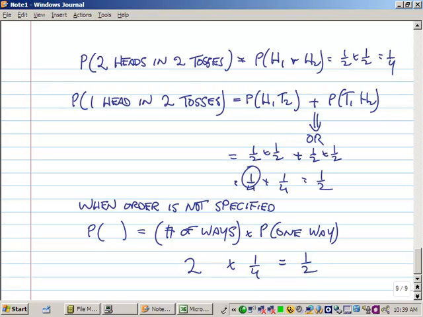It'll take a while for you to understand that the probability of each of these ways is the same. It doesn't matter if the head is first or the tail is first. The probability of getting 1 head and 1 tail, regardless of the order, is always the same. Okay.